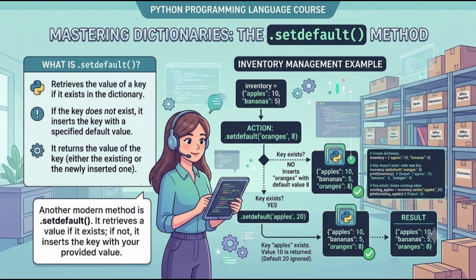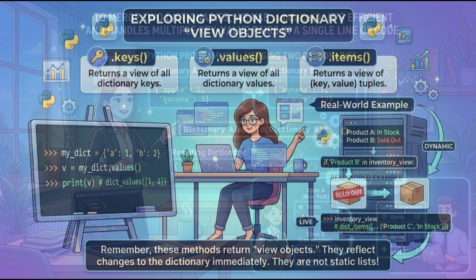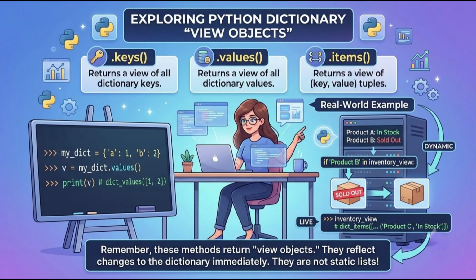Another modern method is .setdefault. It retrieves a value if it exists, if not, it inserts the key with your provided value. To merge two dictionaries, we use .update. It's efficient and handles multiple key-value pairs in a single line of code. Remember, these methods return view objects. They reflect changes to the dictionary immediately. They are not static lists.